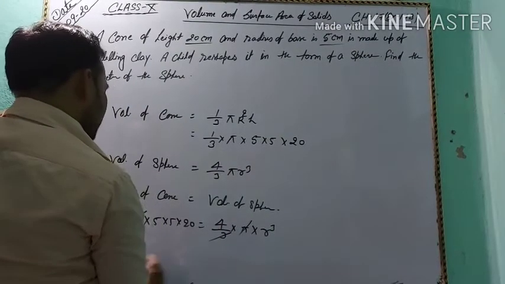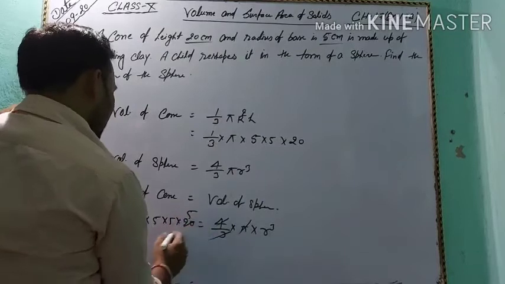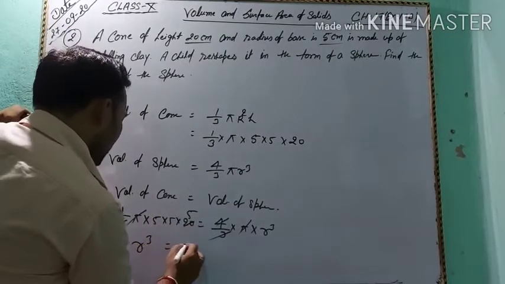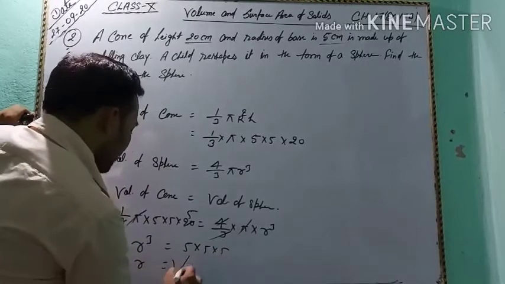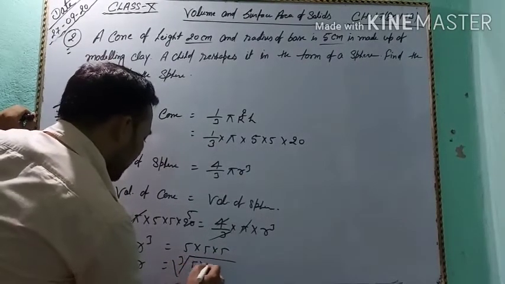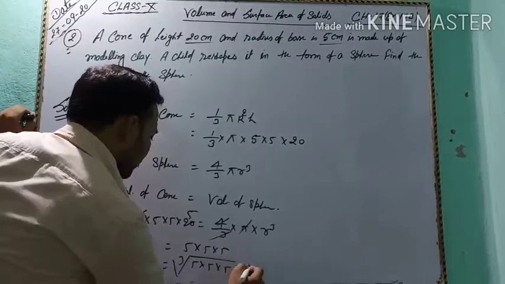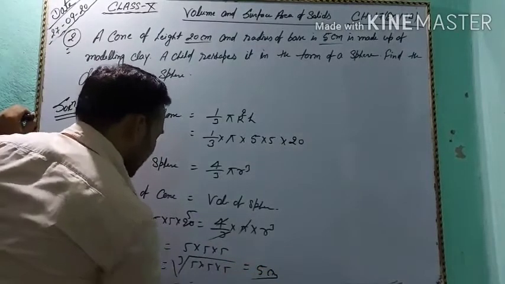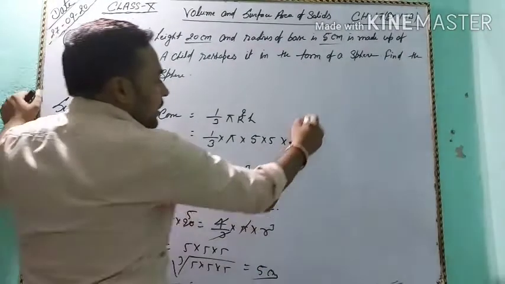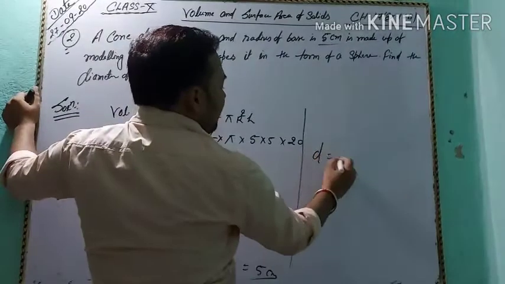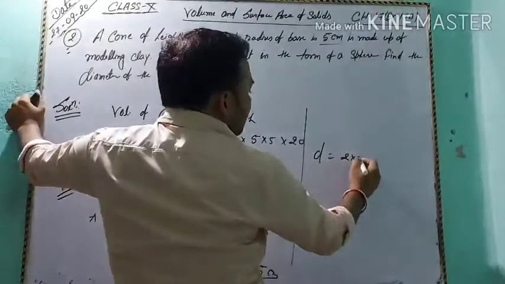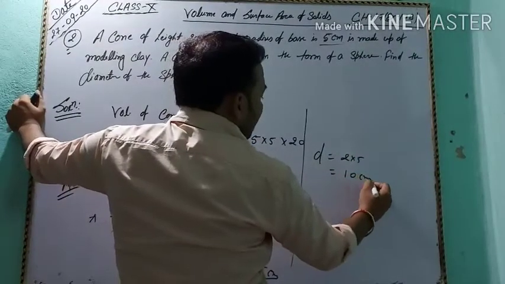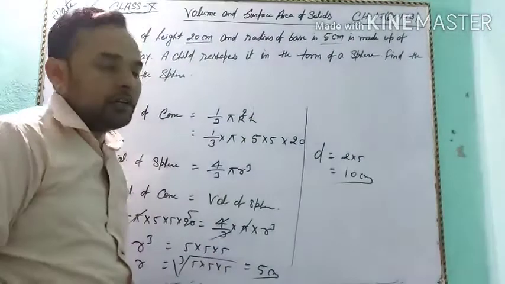So students, 4 fives are 20, so r cube equals 5 multiply 5 multiply 5, then r is the cube root of 5 multiply 5 multiply 5, equal to 5 centimeter. Radius is 5 centimeter. Then the diameter of the sphere is 2r, 2 multiply 5, that is 10 centimeter. So the diameter of the sphere is 10 centimeter.